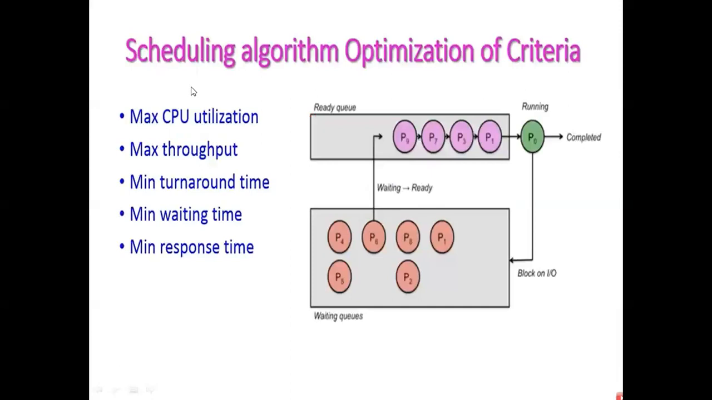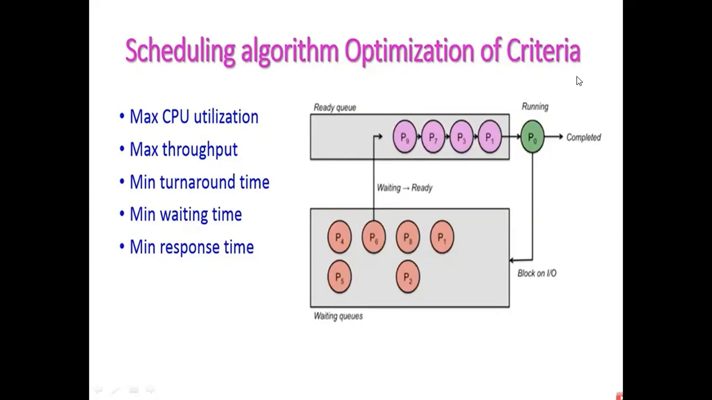We can use an optimized scheduling algorithm if the following criteria are satisfied: maximizing the CPU utilization, maximizing the throughput, and minimizing the turnaround time, waiting time, and response time. Here in this figure, you can see the two types of queues maintained in the scheduling algorithm. To have an optimized scheduling algorithm, we need to focus on these criteria.